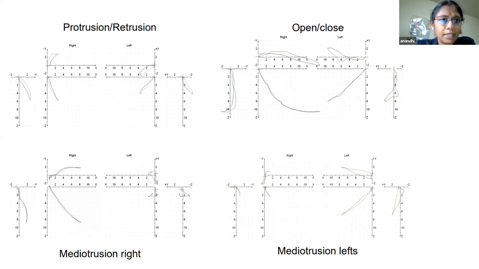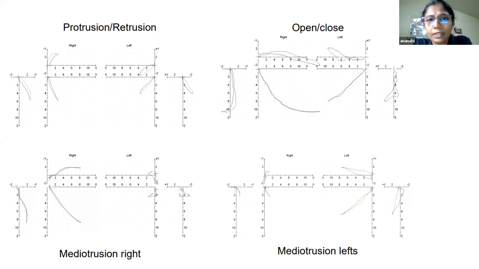bad. Usually when you see little tremors, then we say the quality of the movement tracing is not that great, but over here I would say it's average quality and it's asymmetric. That's what we call delta y to the left. Delta y to the left meaning he's moving to the left on protrusion retrusion, which is a symmetric movement. And then open and close is also a symmetric movement.